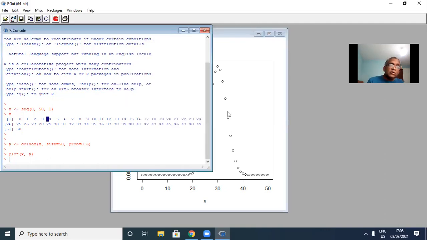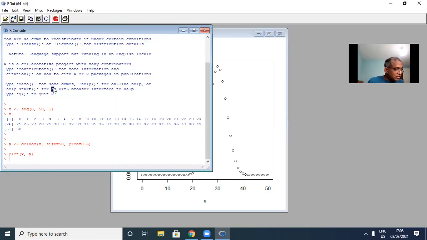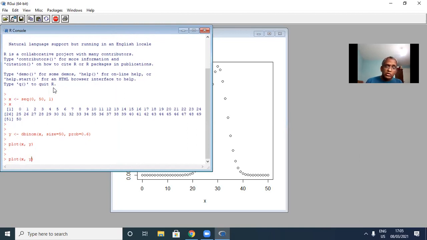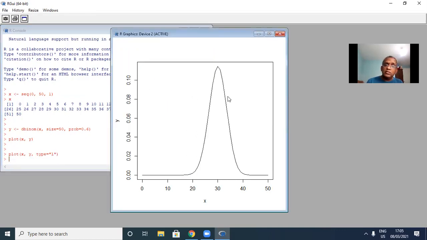Okay, thank you. So you see what I have plotted is the PMF, or the probability mass function of the binomial with parameters 50 and 0.6, right? Now suppose, if you want, you can use the type equal to L for line to join the points up. So you will get something like this, right?